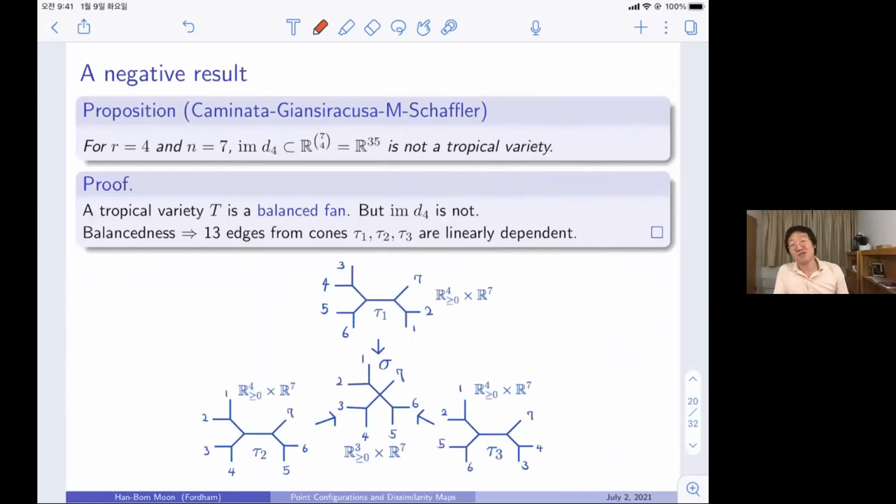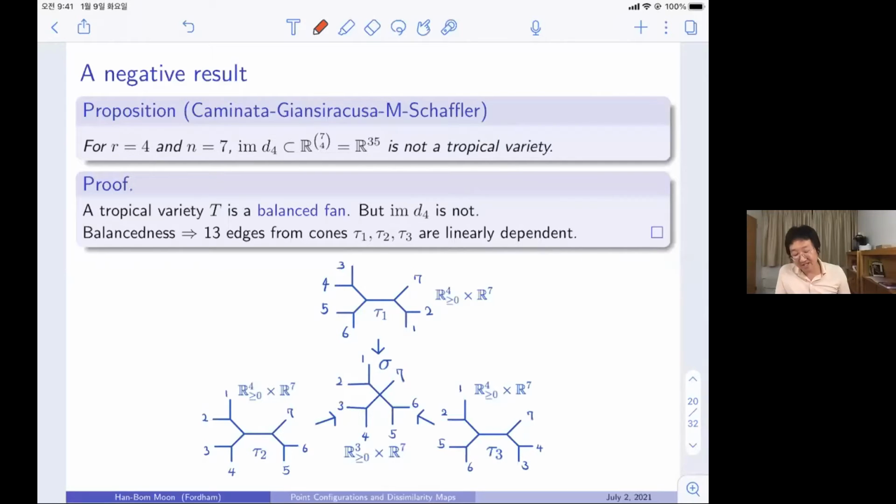Okay, first of all, there is a negative result. Even for R and N relatively small, we found that the answer for the second question is negative. The image of the 4D similarity map is not a tropical variety. The proof was surprisingly simple. I mean, we used some computer calculation.